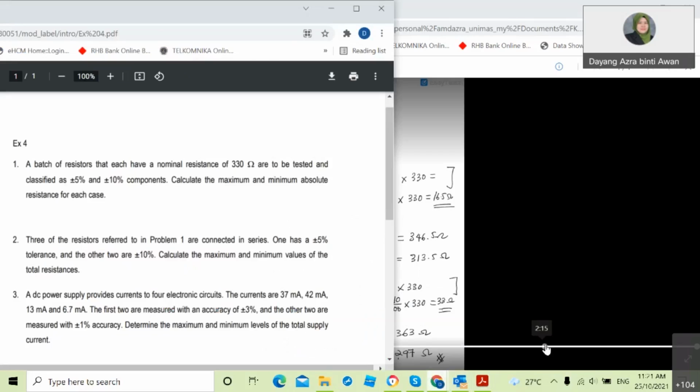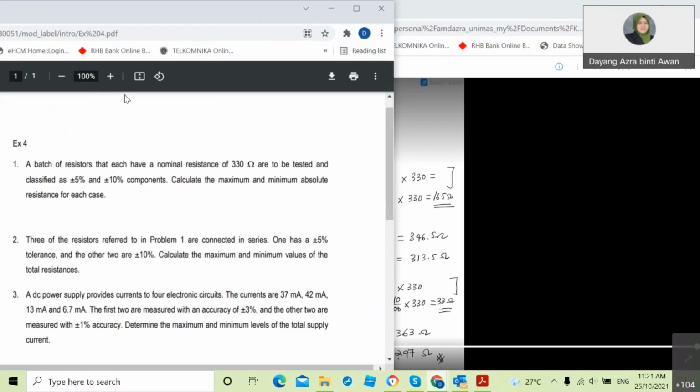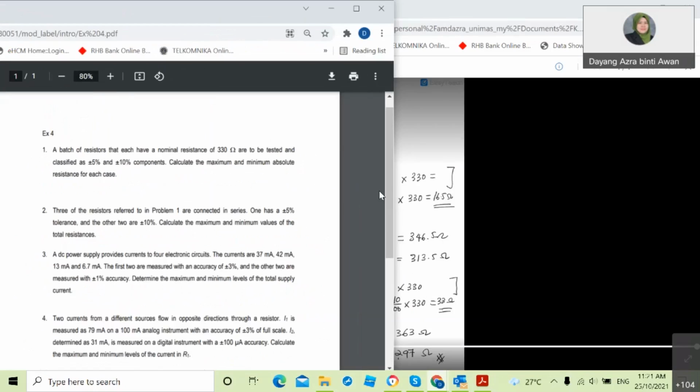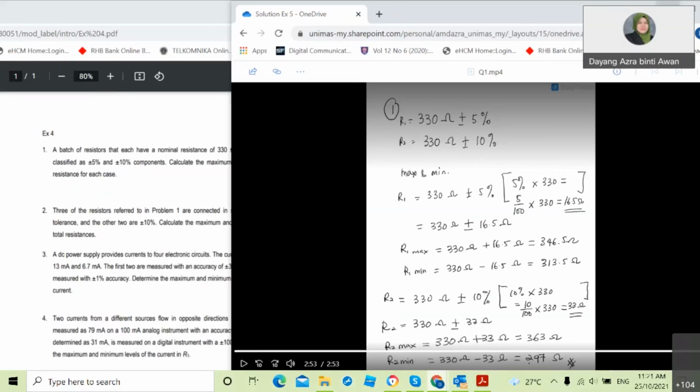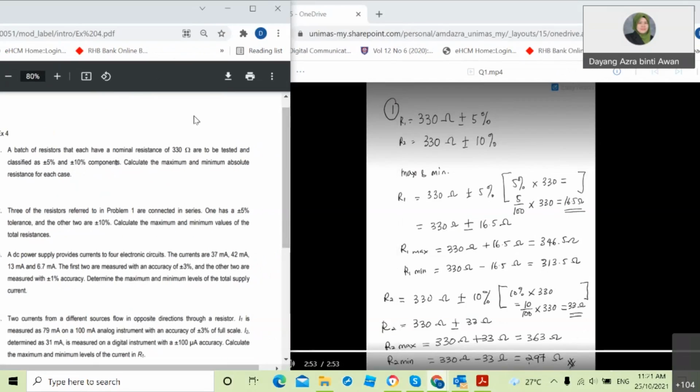This one is another one. It's the same, semua. Saya ada banyak. For this one, here is the second one.